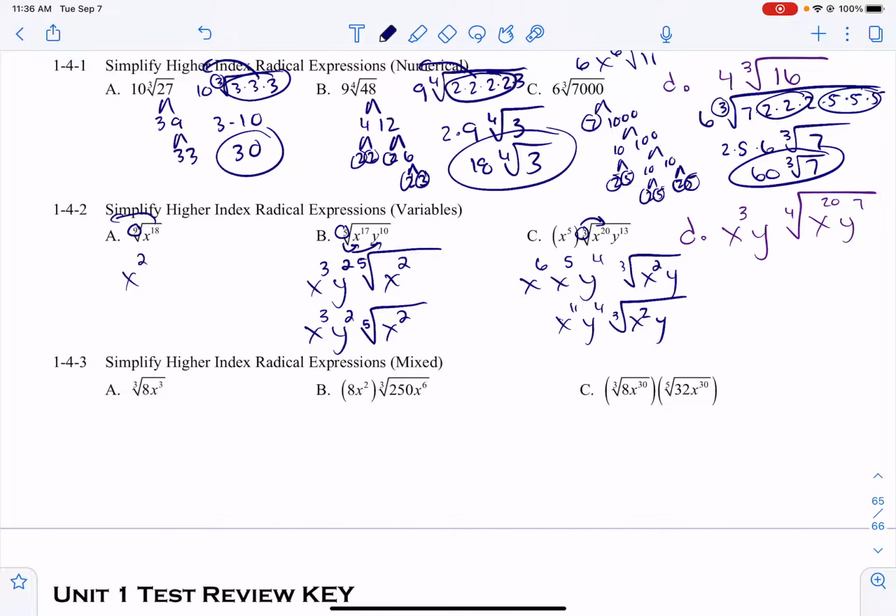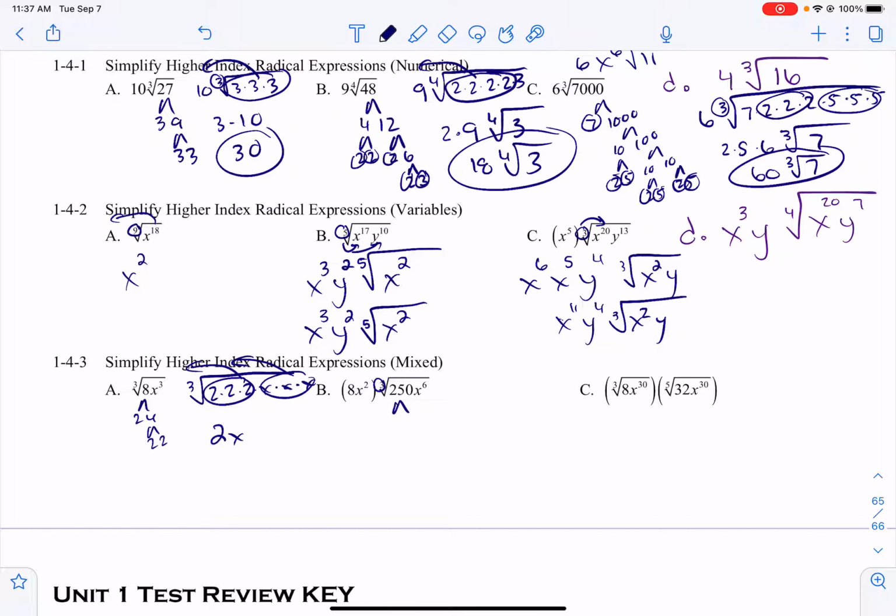Okay, last section. Now we mix those two things together. Cube root, 8 is 2 times 4, which is 2 times 2. So this just becomes the cube root of 2 times 2 times 2 times x times x times x. I'm looking for groups of 3. So I'm going to get a 2 and an x that pull out, and my answer becomes 2x. Part B, I'm looking for groups of 3.